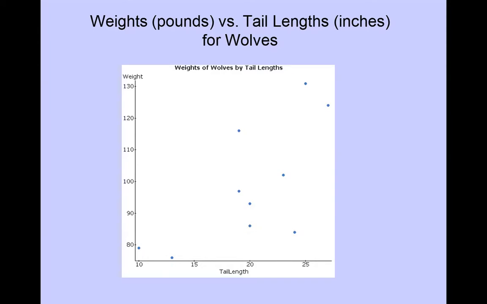So suppose we look at weight in pounds and tail lengths in inches for a sample of wolves. Here you can see that weight is plotted on the vertical axis and tail length is plotted on the horizontal axis. The blue dots represent each of the observations, and this gives us an idea that there might be an increasing, roughly linear trend, so that as tail length gets bigger, weight also increases for this species of wolf.